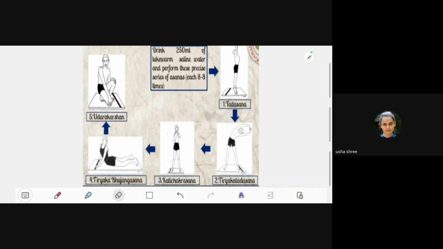Is it clear? Yes, ma'am. And always remember, the contraindications and precautions we have to consider would be the same: the heart, BP and everything, the ulcer, the appendix, everything. In Laghu Shankh Prakshalana, we don't achieve a complete cleansing, right?